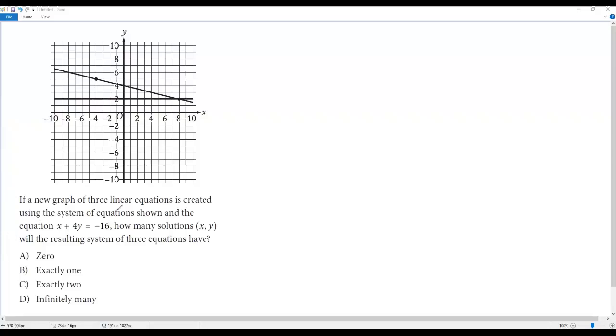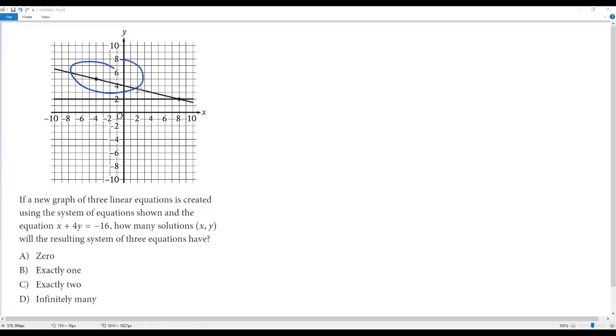If a new graph of three linear equations is created using the system of equations shown and the equation x + 4y = -16, how many solutions (x, y) will the resulting system of three equations have? So the question is asking us to create a system of three linear equations.